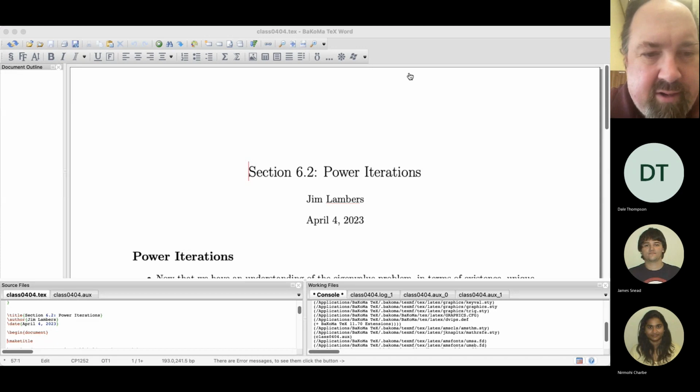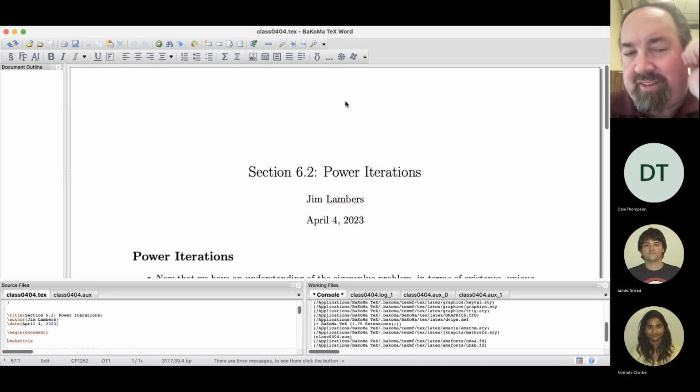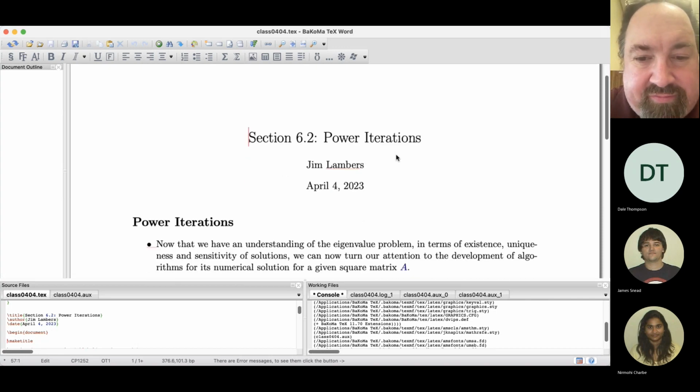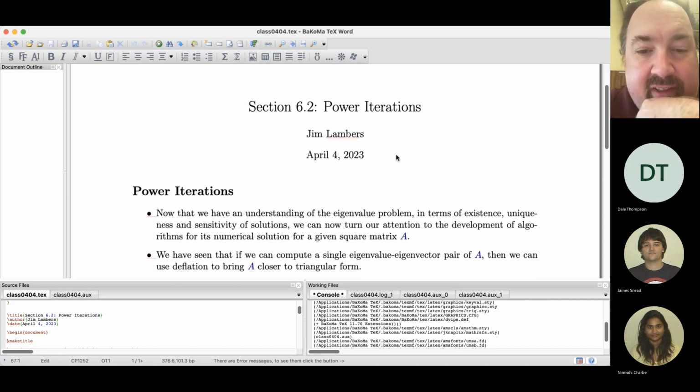Okay, now we're recording. We're finally going to talk about computing eigenvalues and eigenvectors using the simplest approach possible, which is referred to as the power method, and certain variations of it.